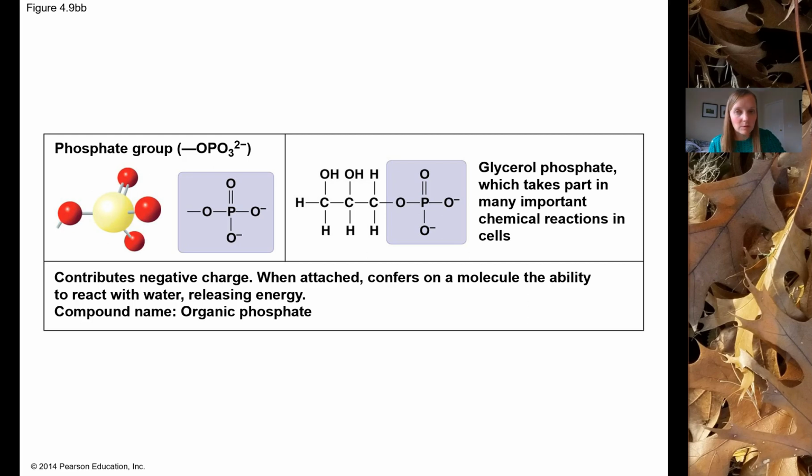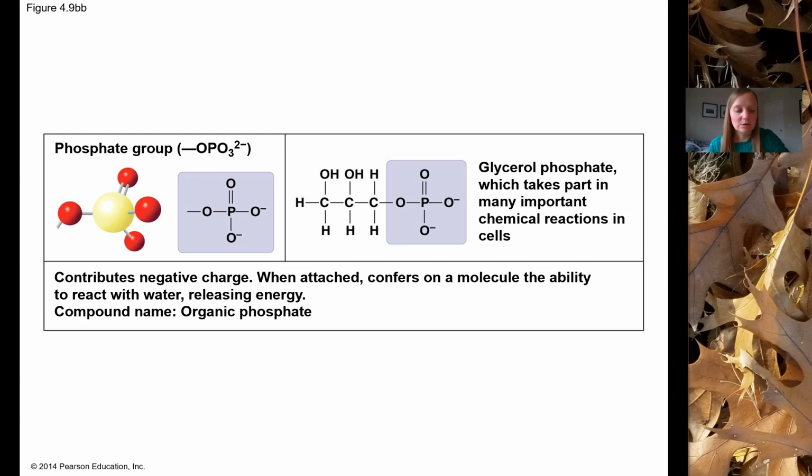Now, this particular functional group has a number of different responsibilities. One of them is kind of acting as an on-off switch for molecules, much like your light switch, right? You flip it up, turn on the light, flip it down to turn the light off. If you add a phosphate group to a molecule, that tends to activate the molecule. If you remove a phosphate group, it inactivates the molecule and forces it to cease doing its job, whatever it might be. So that's one way that phosphate groups are used on molecules.